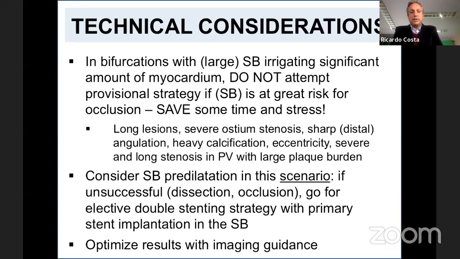Long lesions, severe ostial stenosis, sharp angulation, heavy calcification, eccentricity, severe and long stenosis in the parent vessel with large plaque burden are some of the most important criteria to be considered. Consider side branch predilatation in this scenario. If unsuccessful, go for an elective double stenting strategy with primary stent implantation in the side branch. You're going to avoid time and stress, and optimize results with imaging guidance.